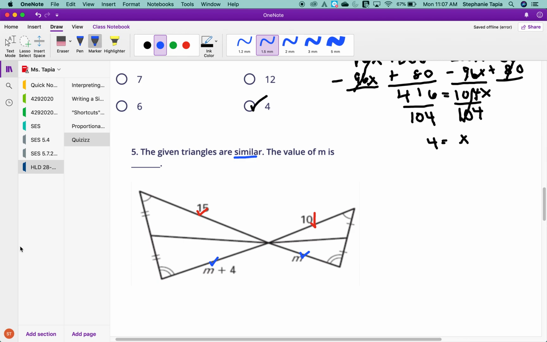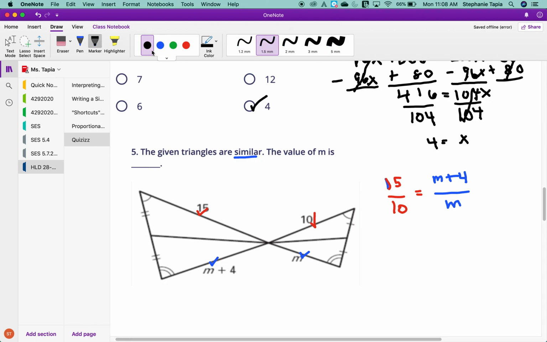So basically, again, if I now want to find the value of m, I have to set up my proportion. So I have to do 15, or I could do this in red. So 15 is to 10. And it doesn't matter which one you do first, as long as you stay consistent. So 15 is to 10 the same way that m plus 4 is to m. And notice that if I start with the large one here, I'm going to start with the large one here as well.